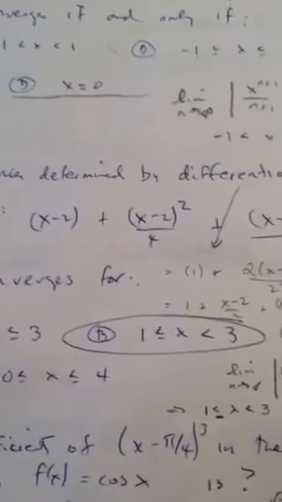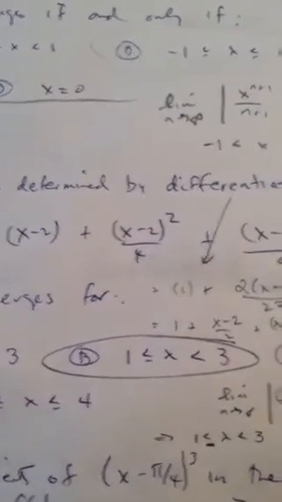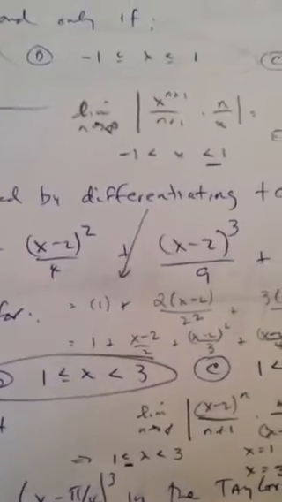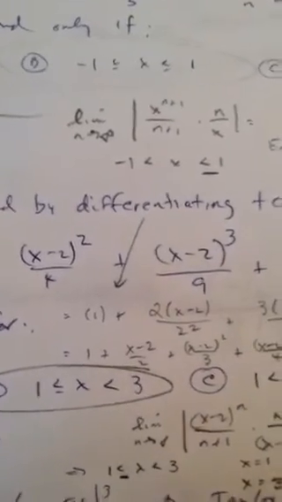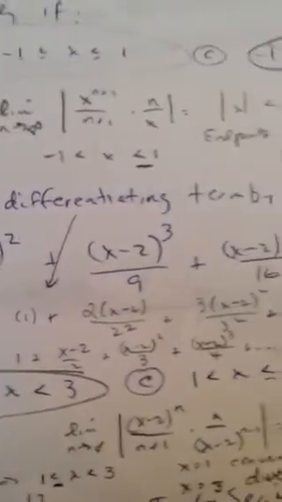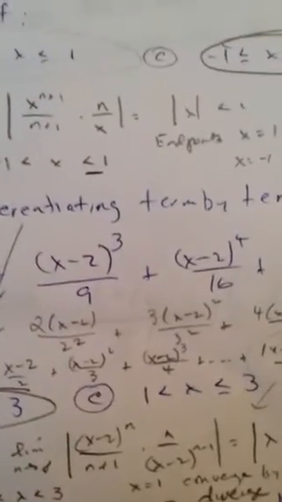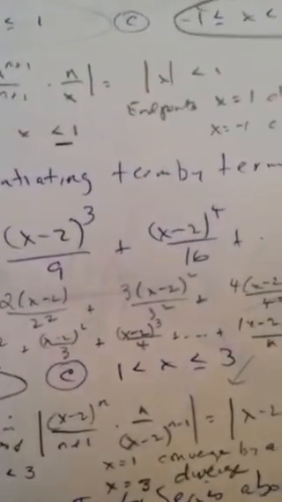All right, next one. Series determined by differentiating term by term. So you had to differentiate this series. The derivative of the first term, x minus 2, is 1. The next one is 2 times x minus 2 divided by 4, or 2 squared. The next one's 3 times x minus 2 squared over 3 squared. So that's going to reduce down to 1 plus x minus 2 over 2 plus x minus 2 squared over 3, etc. There's your general term.